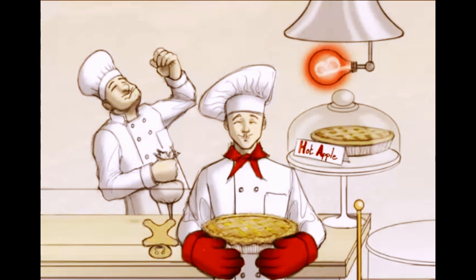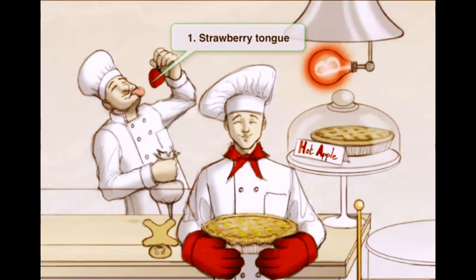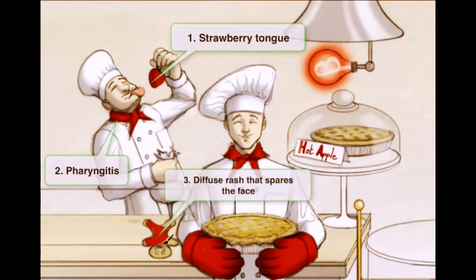The first condition is scarlet fever, and there are three main symptoms of scarlet fever that we want you to know. The first is reddening and swelling of the tongue, and this is referred to as a strawberry tongue. We'll represent this by having the cook sticking out his tongue to lick the strawberry. And the second symptom of scarlet fever is pharyngitis. We'll represent this the same way we represented pharyngitis earlier, with a red handkerchief around his neck. And the third and final symptom is a widespread rash that spares the face. We'll represent this by having the chef smearing the gingerbread with red frosting that covers everywhere except the face.